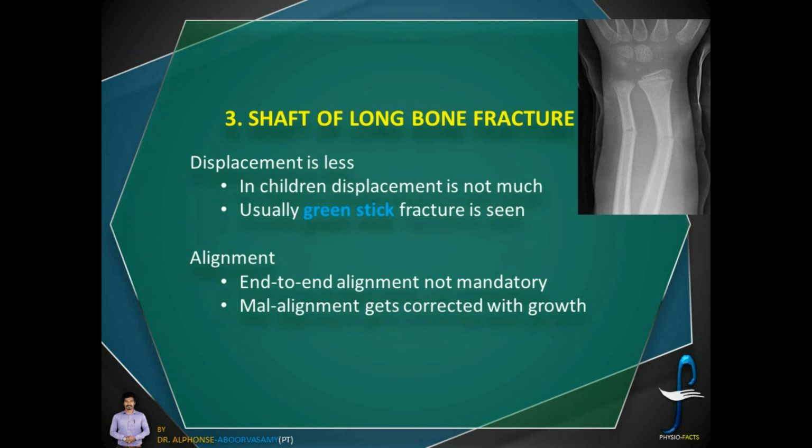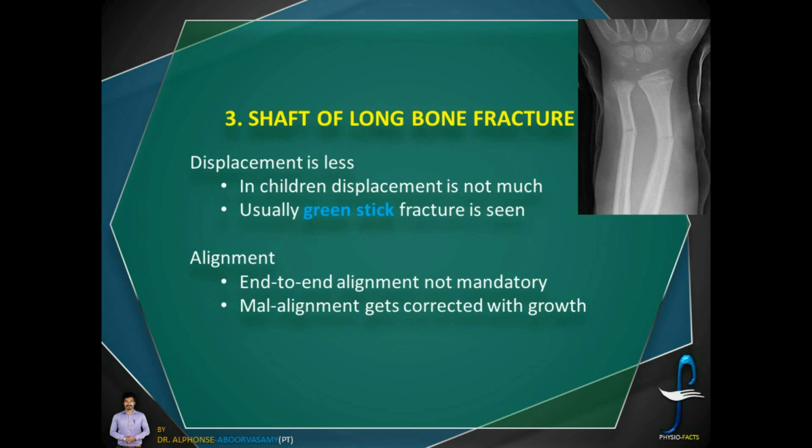Now, the third point is shaft of long bone fracture. In terms of displacement, it is very less. In children, displacement is not much. Usually, greenstick fracture is seen.